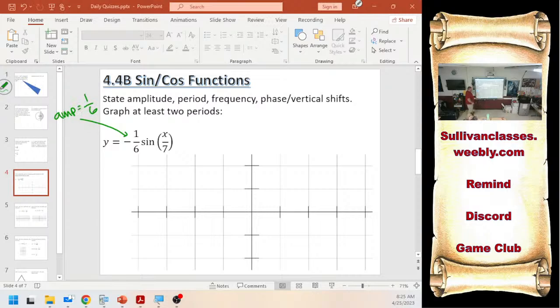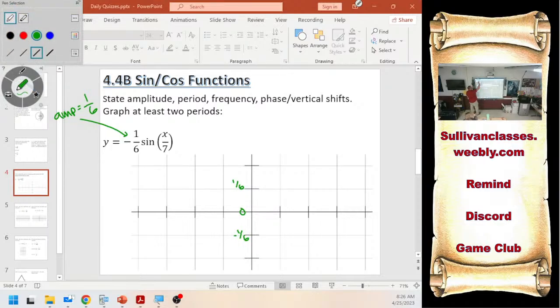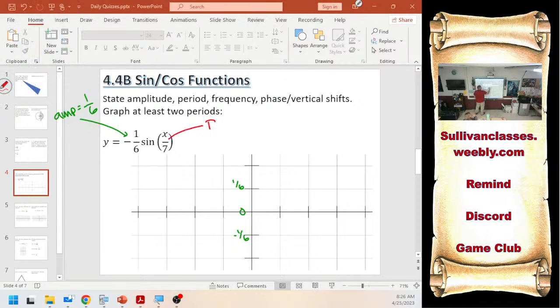I know the amplitude is 1/6. We haven't gotten to vertical shifts yet, so I'll have a midline of 0, and I'll go up to 1/6 and down to negative 1/6. That part's easy. The period is 2 pi over b. B is 1/7, so 14 pi. So I'm going to go from 0 out to 14 pi for one period. I'm going to go from 0 back to negative 14 pi for another period. So 0, 14 pi, negative 14 pi.